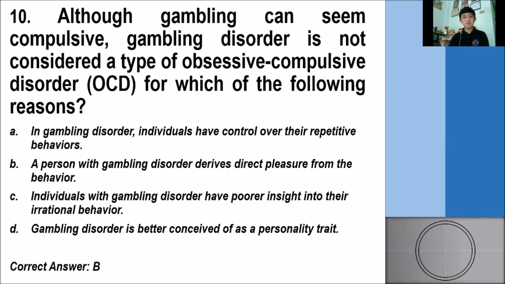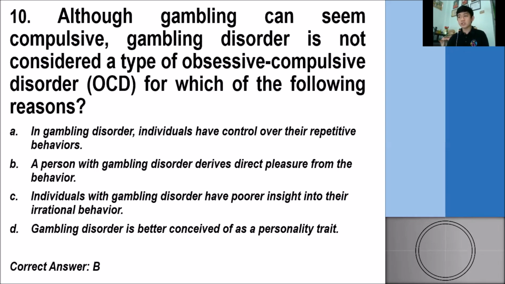A person with gambling disorder derives direct pleasure from the behavior. Although a number of behaviors such as gambling or sexual behavior can seem compulsive, gambling disorder and sexual paraphilias differ from OCD in that the compulsive behaviors associated with OCD are meant to decrease anxiety. So the keyword is anxiety, decrease anxiety. Whereas in the other disorders, they are a source of direct pleasure, just like with gambling disorder.